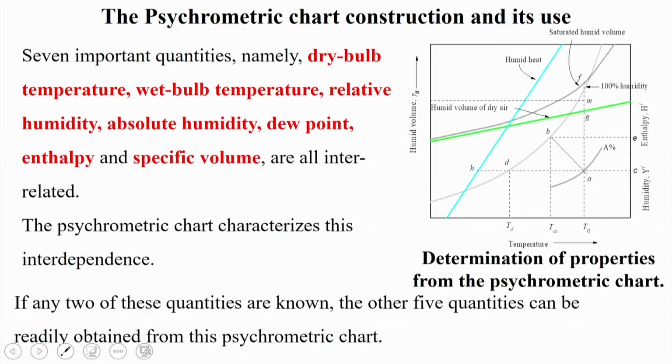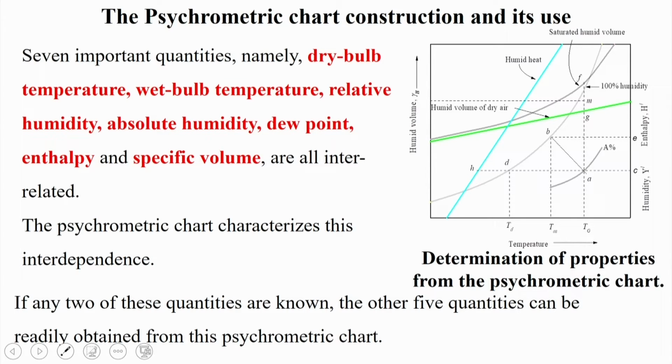Now, we will be learning something about the psychrometric chart construction and its use. The 7 important quantities, namely dry bulb temperature, wet bulb temperature, relative humidity, absolute humidity, dew point, enthalpy and specific volume are all interrelated. These are interrelated in the psychrometric chart, so we say the psychrometric chart characterizes this interdependency.